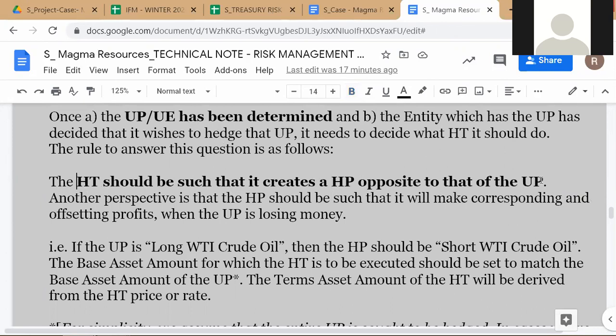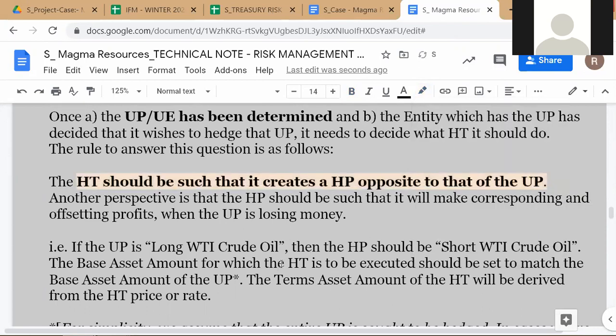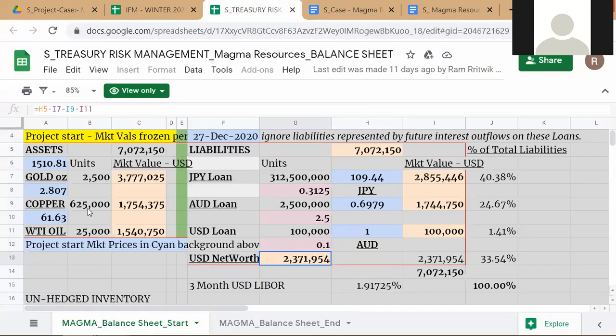We can put this whole thing, pick a nice light color where it stands out. This gives you the central idea of hedging. The central idea of hedging is that you do not actually touch the balance sheet. You can't touch the balance sheet. This is not how hedging is done. Because, remember, this is a business.